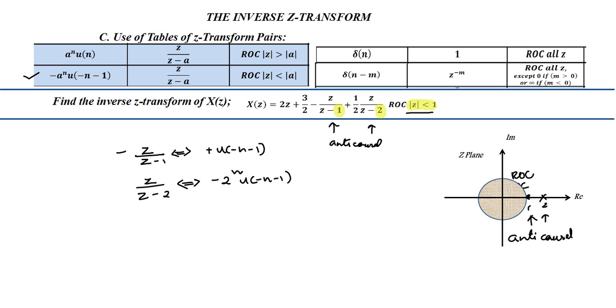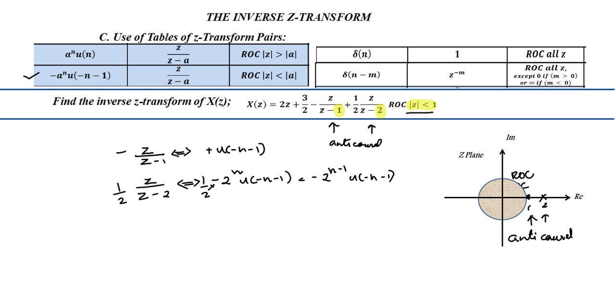Next we need to consider the first term. There is a constant term, so before that there is a 1 by 2, so we need to put a 1 by 2 here. So here also 1 by 2 into, so you can modify this. It becomes minus 2 raised to n minus 1 into u of minus n minus 1, and the other term you can write, it's simply 3 by 2 into 1.